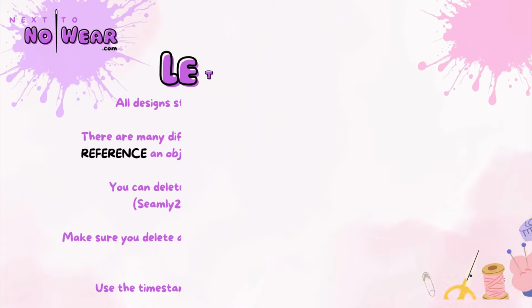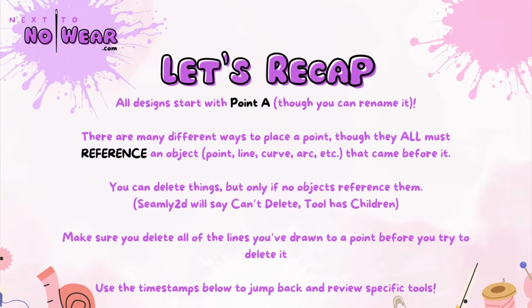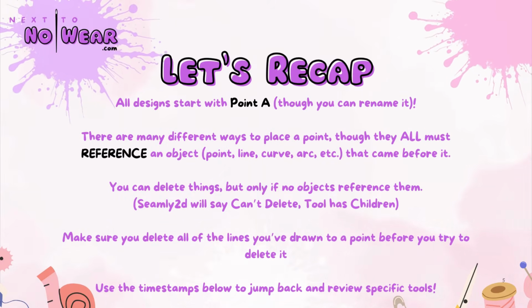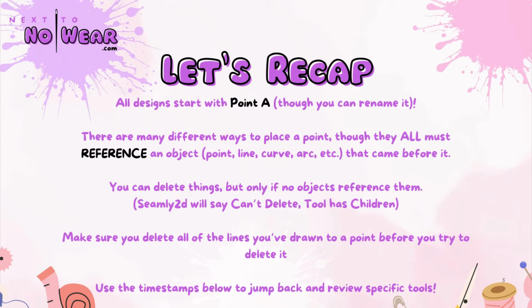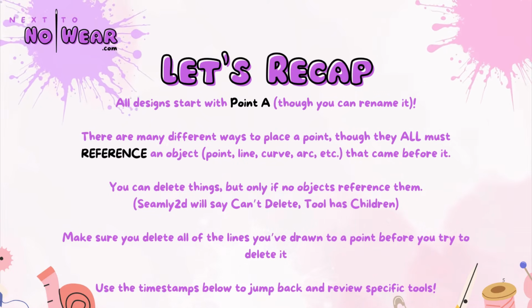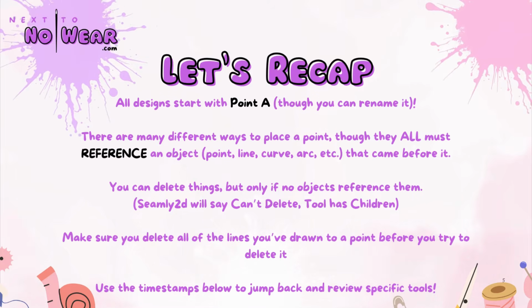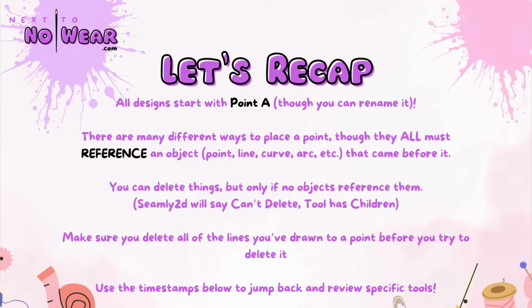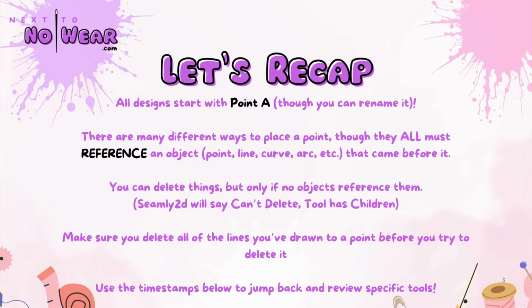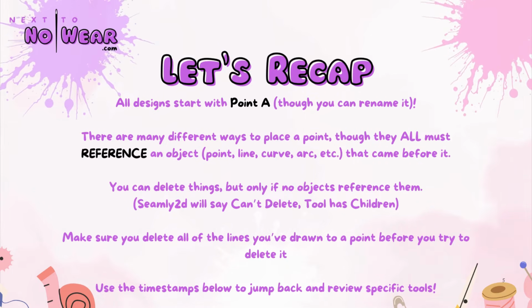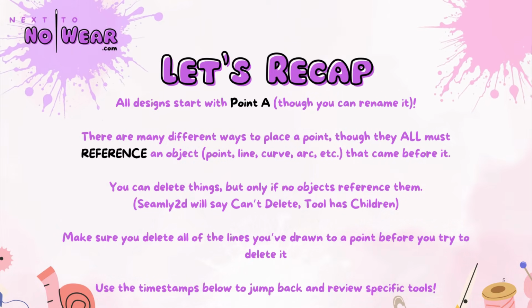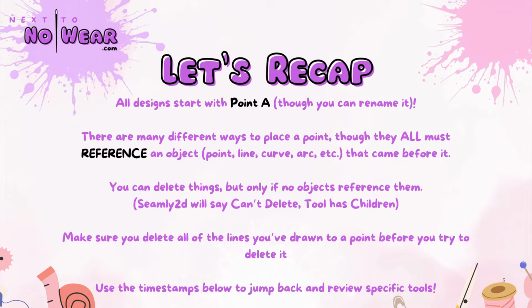Now let's recap part 2. All designs start with point A. There are many different ways to place a point, though they all must reference an object that came before it. You can delete things, but only if no objects reference them. Make sure you delete all of the lines you've drawn to a point before you try to delete it. And going forward in this series, you can use the timestamps below to jump back and review specific tools.